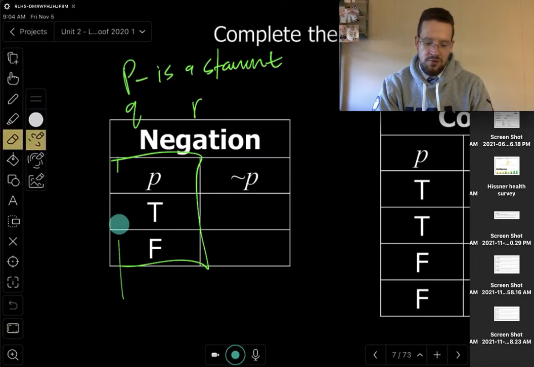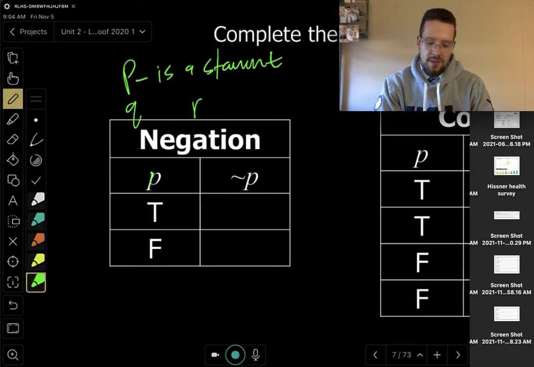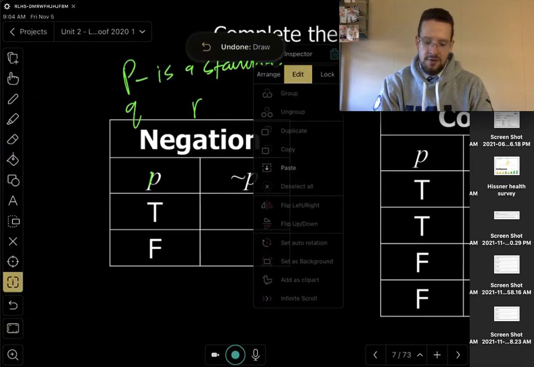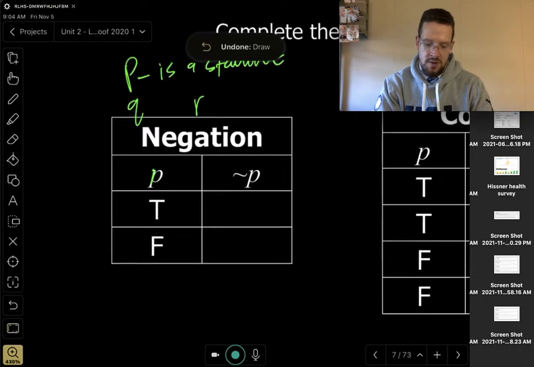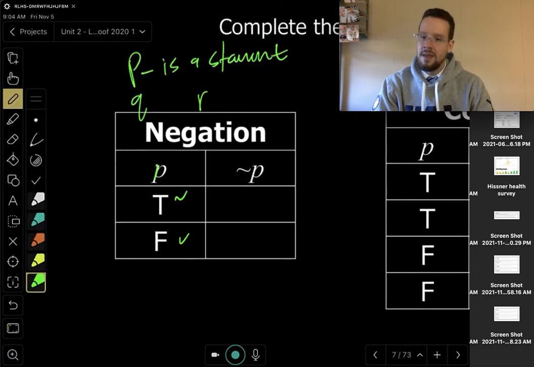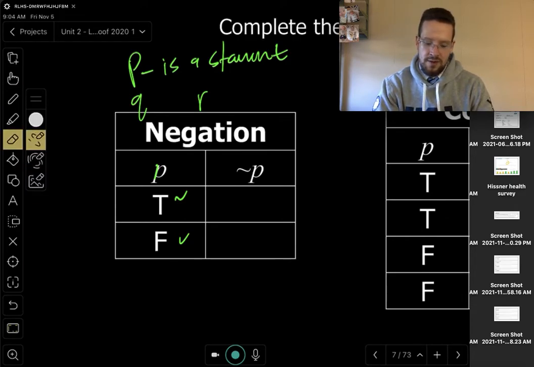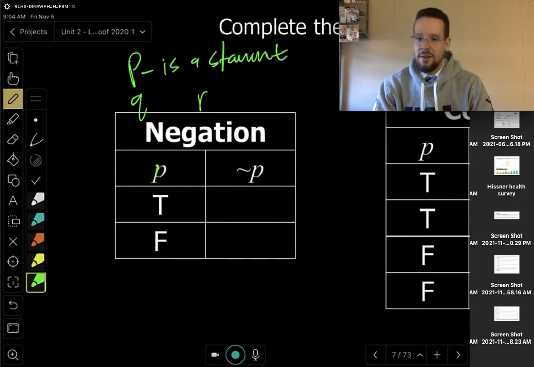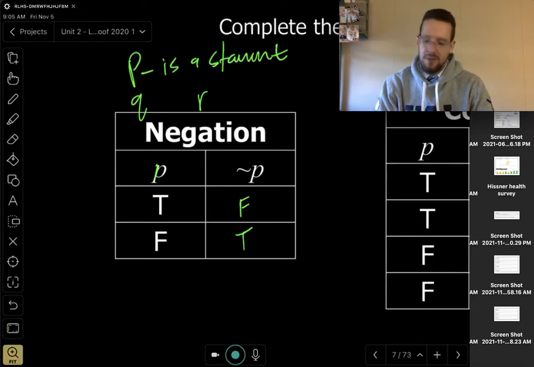So whenever you do a truth table, you have to consider the possible outcomes. If I'm considering this one statement P, there's two possible outcomes. It could be true or it could be false. We'll see in a second how this changes when we look at two statements, but for one statement, we need to consider true or false. And when we negate a statement, it's just the opposite. So true becomes false, false becomes true. The negation is pretty simple. You just flip the item.